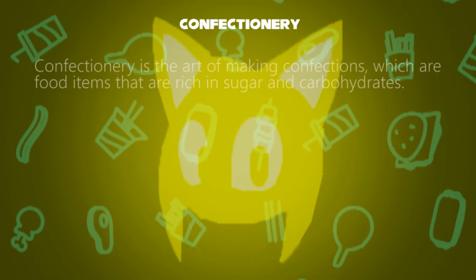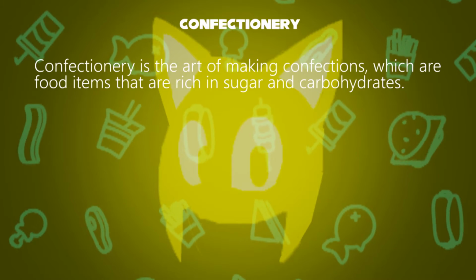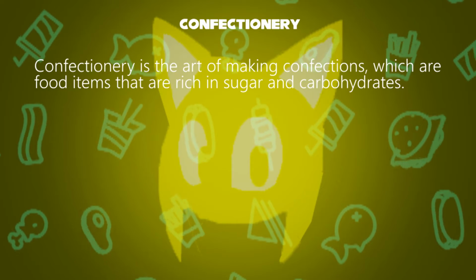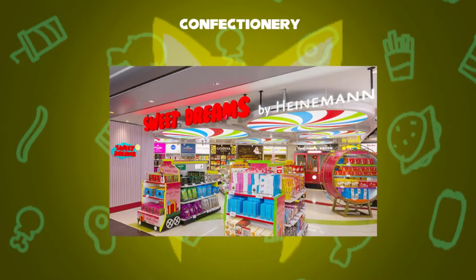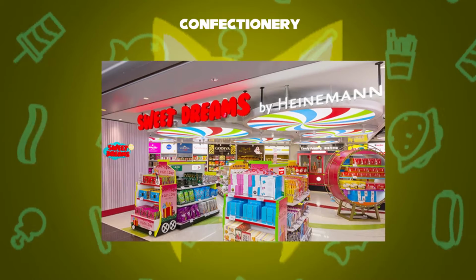Confectionery is the art of making confections, which are food items that are rich in sugar and carbohydrates. For example, let's go to the candy stores to buy hard candies. How is it made?